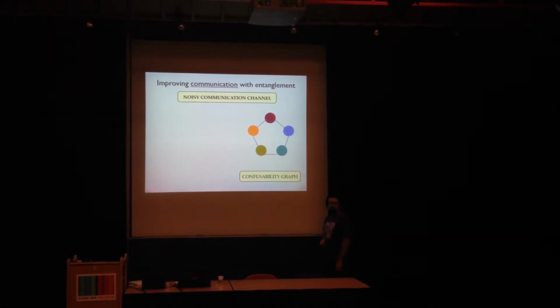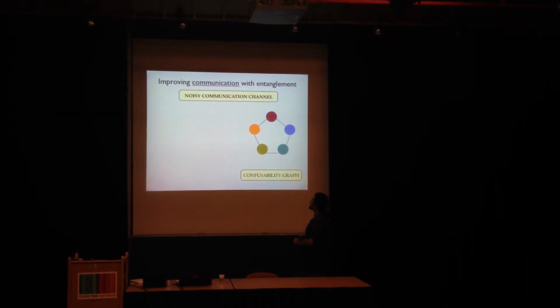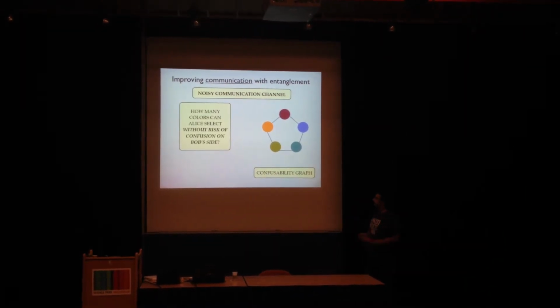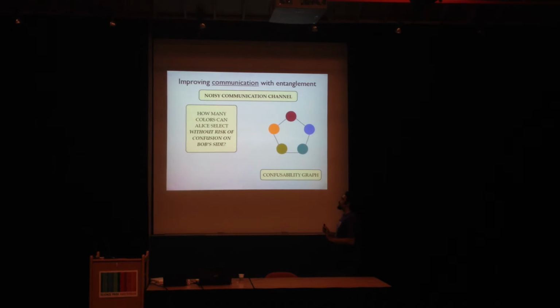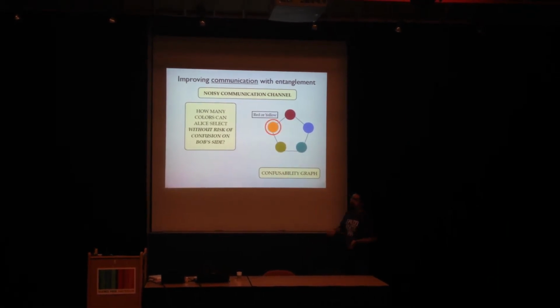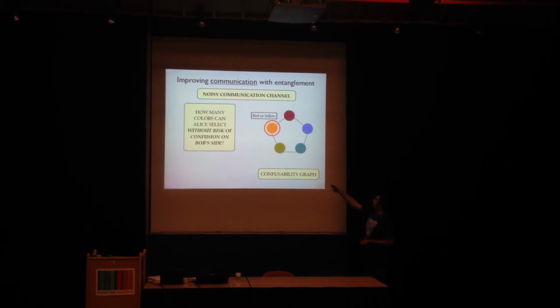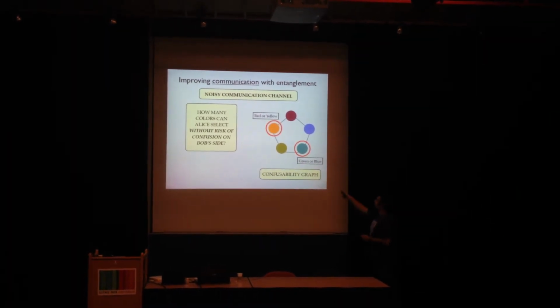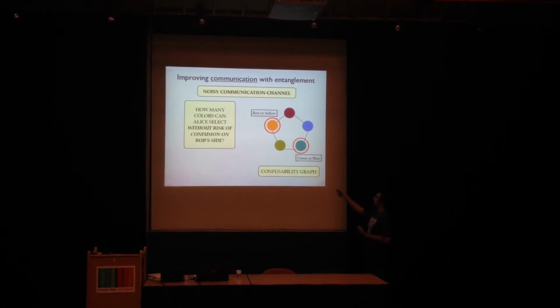So we can forget the input-output graph, and just concentrate on the confusability graph and ask our question. How many colors can Alice select without risk of confusion on Bob's side? So okay, she can select one, and Bob will interpret this as either red or yellow. She can select a second one, which Bob sees as either green or blue, so there's no confusion.